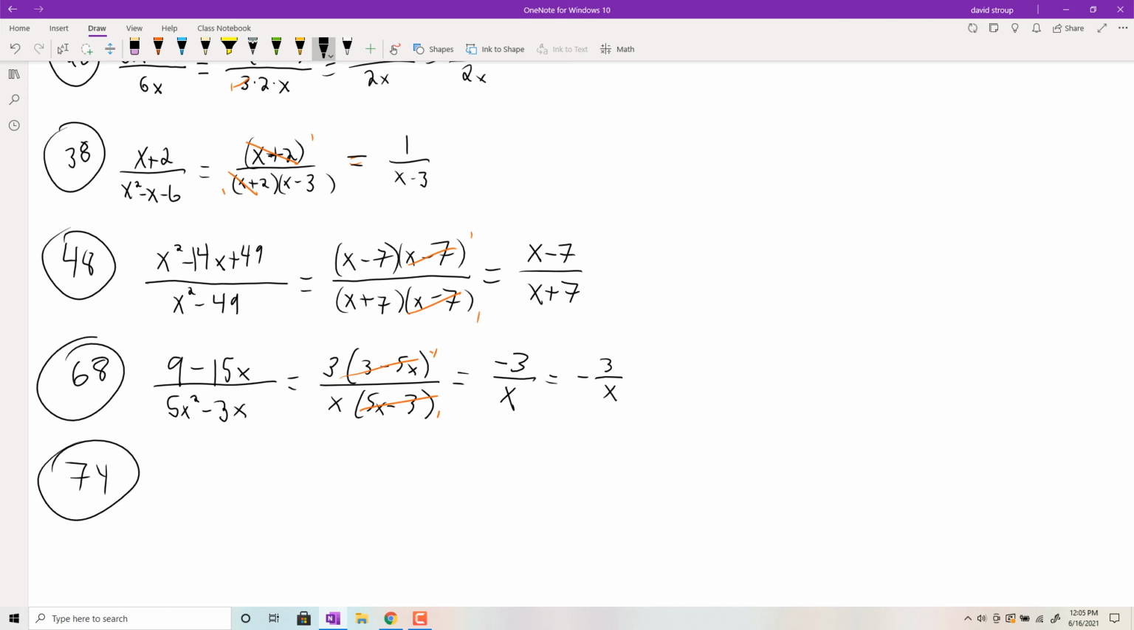Okay. 74. xy minus 2x all over 3y minus 6. Again, factor out GCFs. So in the numerator we got an x, then y minus 2. In the denominator we got a 3, so that would be y minus 2. And then we can remove our common factors. And we're just left with x over 3. Okay. One more in this section.